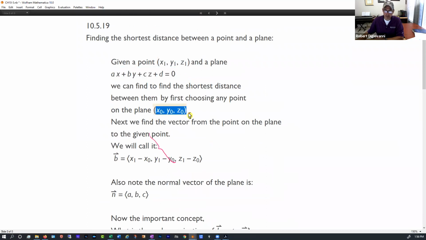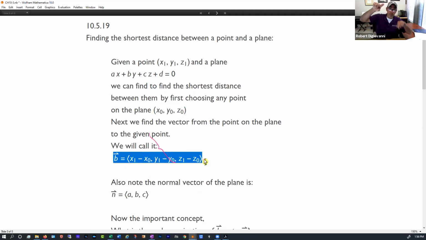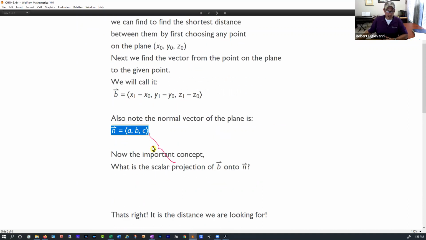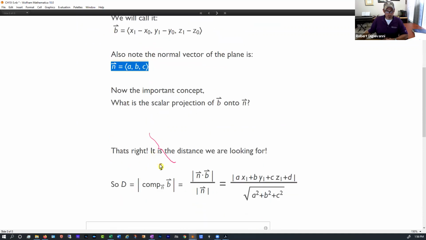Okay, we pick a point, we just randomly get a point, and then we create a new vector that goes from the point that we're given to the point that we just made up. Once we do that, we note what the normal vector of the plane is. And then we're going to project the B onto the normal. We're going to be looking at the component of it, which is the length of it. And that should be the distance.